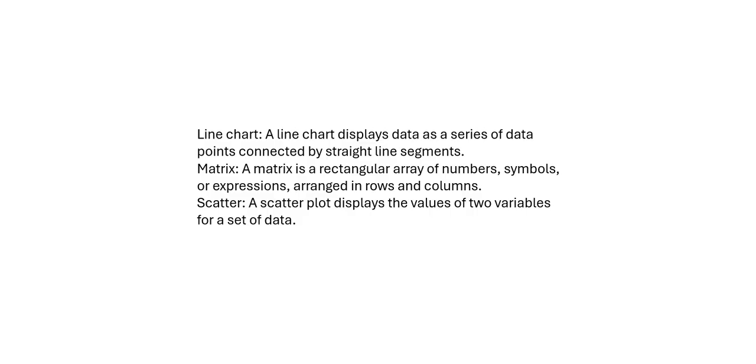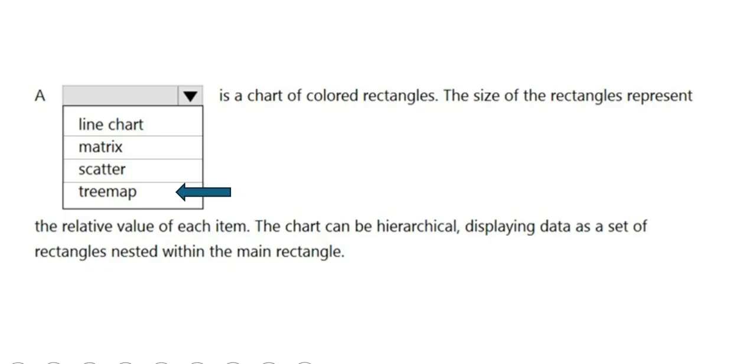So line chart displays data as a series of data, and matrix is a rectangular array of numbers. It does not meet the requirement. Okay, and then we have a scatter plot. This displays values of two variables for a set of data. It is for a different purpose. So our answer in this case is tree map.